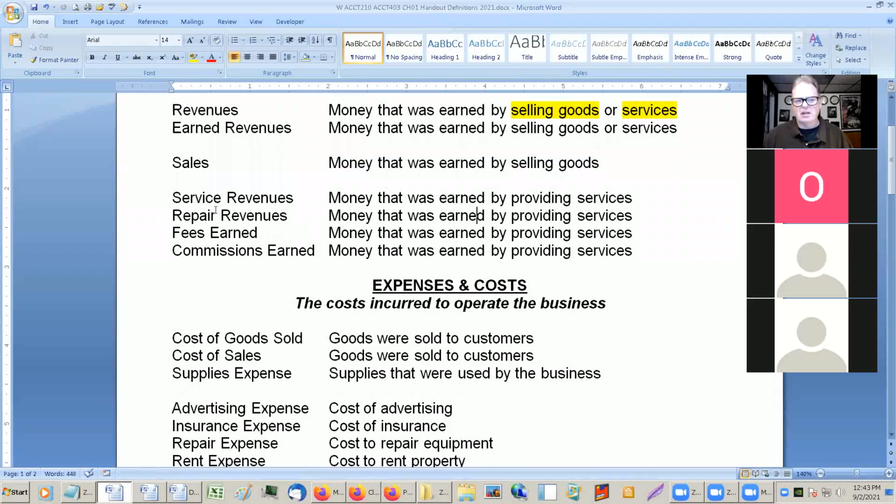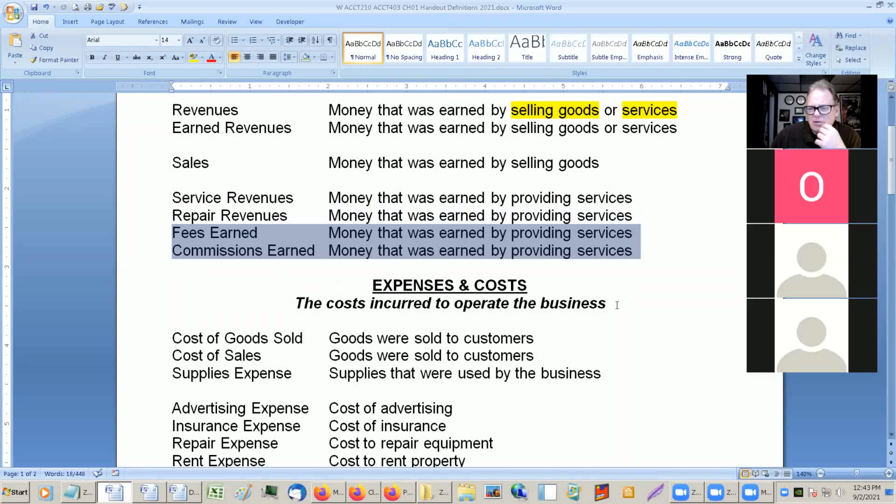And some of the ones that are less descriptive, you may have service revenues or repair revenues. If you run an auto shop, you do repairs. You make money doing the repairs, but you also make money maybe selling things, so you may want to keep them separate. And these are the kind of weird ones down here. These are the ones you don't see very often.